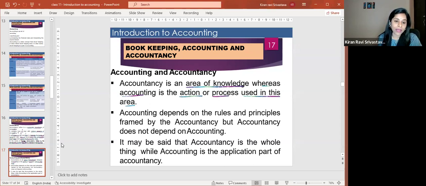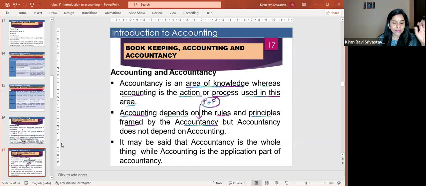So whom am I making the books of accounts for? I'm making the accounts for a non-profit organization, let's say a charitable trust, or I'm doing accounting for a particular bank. So it is an action or process used in this area. When we are doing accounting, we are deriving the knowledge from a field called accountancy, because accountancy explains why and how we should do it. Accounting depends upon the rules and principles framed by accountancy. Accountancy deals with theory as well as principles.